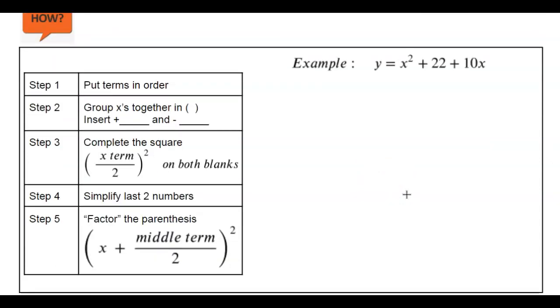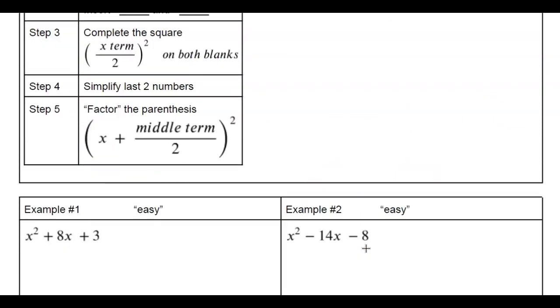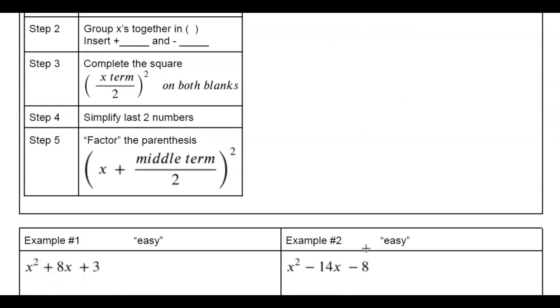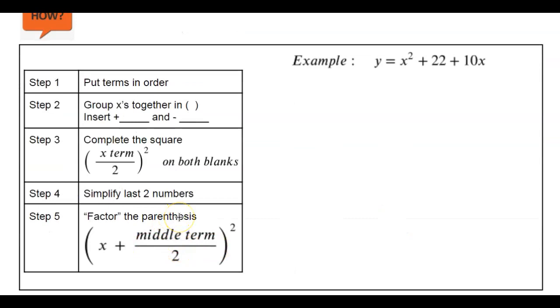So in my example, I just have x squared plus 22 plus 10x. What you'll notice is there's always going to be an x squared term and an x term. I call this 10x the x term, not the x squared term. So these steps, I'm going to walk you through how to write them. It's not quick, but like I said, if you write down all the steps that I do, it will make more sense and you'll get the hang of it, and you'll have these 5 steps memorized by the end of this video.